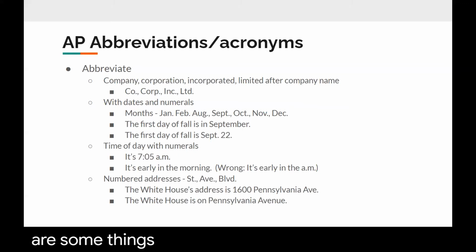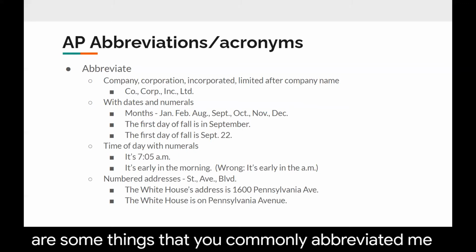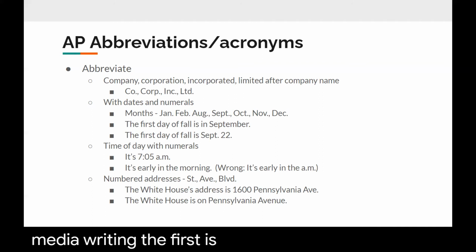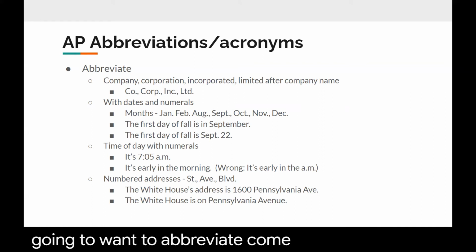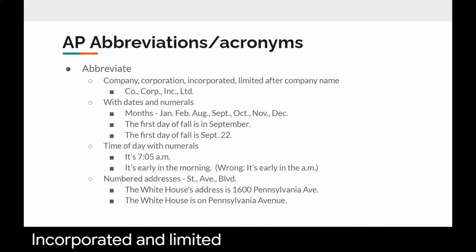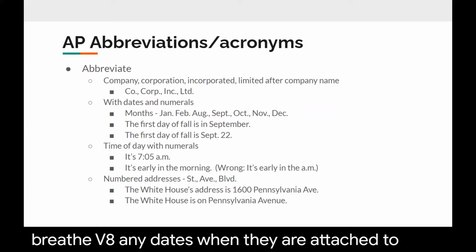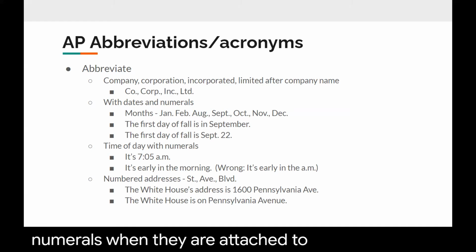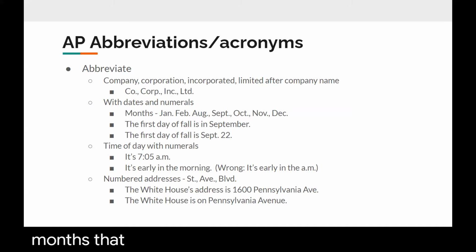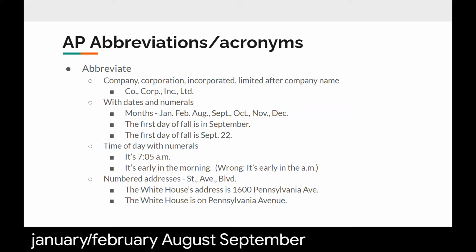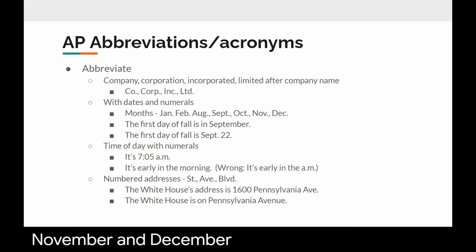Here are some things that you commonly abbreviate in media writing. The first is a company name. You're going to want to abbreviate company, corporation, incorporated, and limited. You're also going to want to abbreviate any dates when they are attached to numerals, when they are attached to numbers. So the months that become abbreviated are January, February, August, September, October, November, and December.